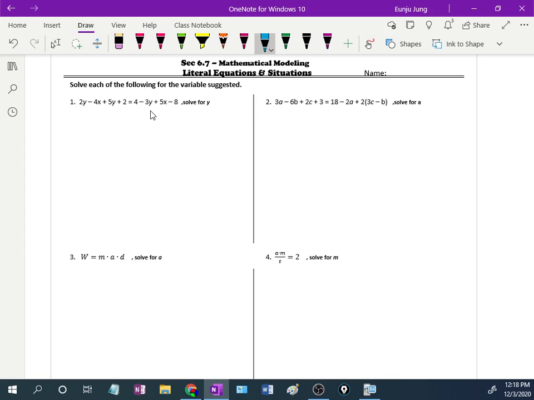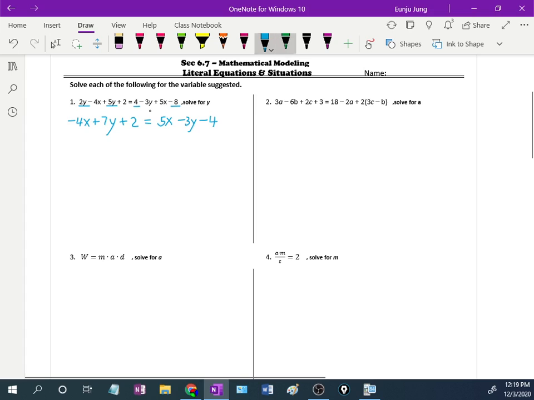So let's organize the left-hand side. I have a negative 4x, and I have 2y terms. So let's simplify. That is 7y. And bring down the number. And the other side, let me organize those in order so I don't miss any. X term and y term, and I have two numbers, so let's combine the constants. 4 minus 8, so that is negative 4.